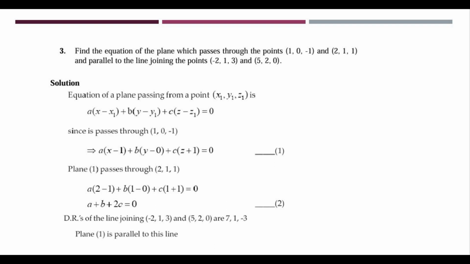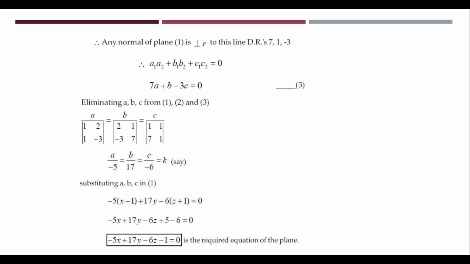a(2 - 1) + b(1 - 0) + c(2), that is a + b + 2c = 0. Now we have to find the direction ratios of the line joining the 2 points (-2, 1, 3) and (5, 2, 0). The direction ratios are 7, 1, -3. Plane 1 is parallel to this line, so the normal of plane 1 is perpendicular to the direction ratios 7, 1, -3. That is a1a2 + b1b2 + c1c2 = 0, so 7a + b - 3c = 0.